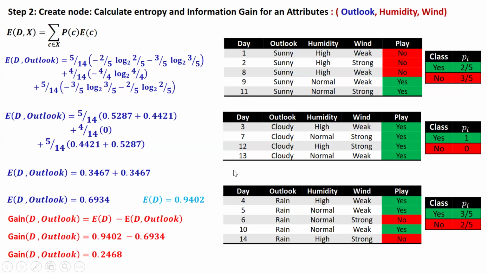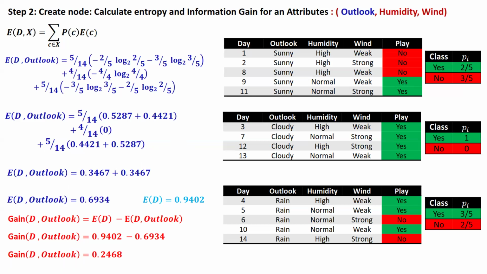And coming to the third subset of data, it is 5 by 14. Out of 5, how many yes and how many no? 3 yes and 2 no. So minus 3 by 5 log to the base 2, 3 by 5, minus 2 by 5 log to the base 2, 2 by 5. On doing this mathematical computation, we are able to get the entropy for the feature outlook. We have got the answer as 0.69.